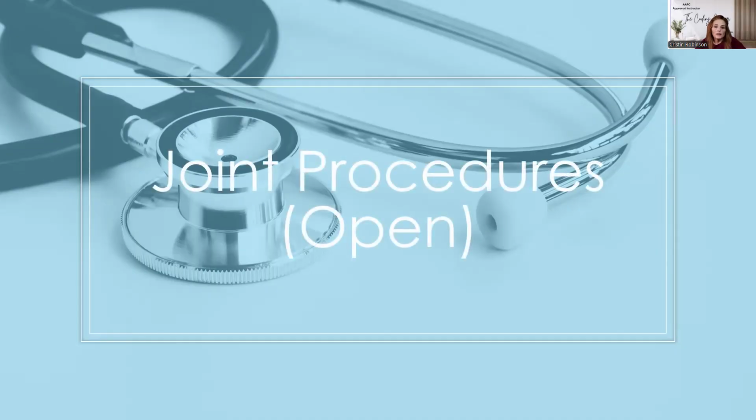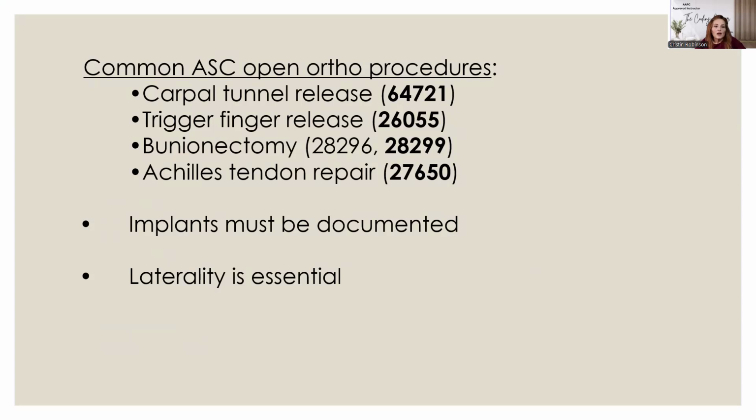Joint procedures, open. Common ASC open ortho procedures. Carpal tunnel release, 64721. This is the surgical procedure to relieve pressure on the median nerve in the wrist, often performed as open or endoscopic surgery. Trigger finger release, 26055. This is also known as stenosing tenosynovitis. This procedure restores smooth movement by releasing the tendon sheath.